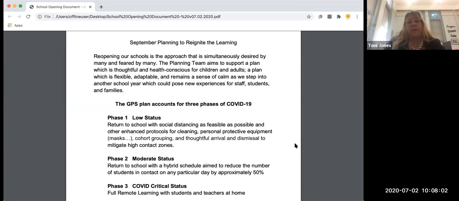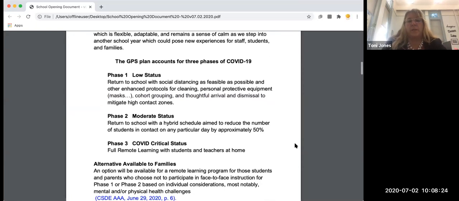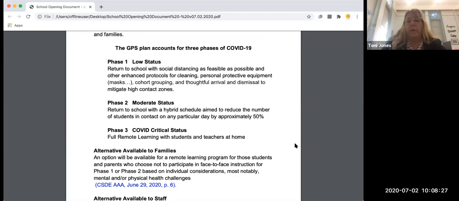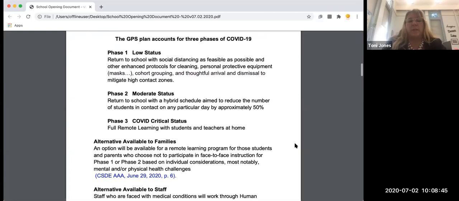One of the first things we'll have to do, in conjunction with all of the different medical and health professionals, is determine where we are in phase 1, 2, or 3 for COVID. And again, we all know with COVID, it can change in a week, it can change in a day. Right now, we're pretty much in what we would call low status, which is return to school with social distancing as feasible as possible, pulling the language from the state. We still have a lot of requirements that say 6 feet. When you look at the community at large, for schools, they're saying feasible as possible, and that could be 3 feet. So it's not really defined for us, which is a little tricky.